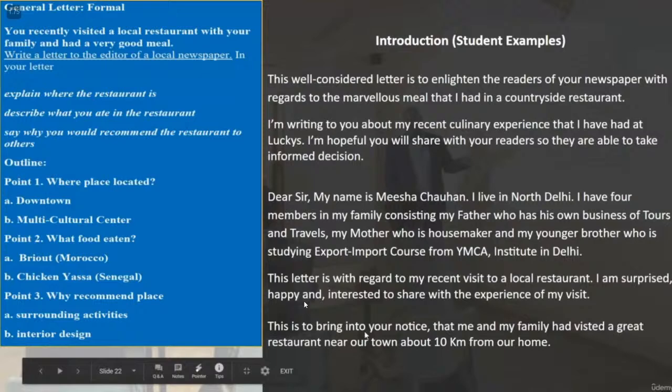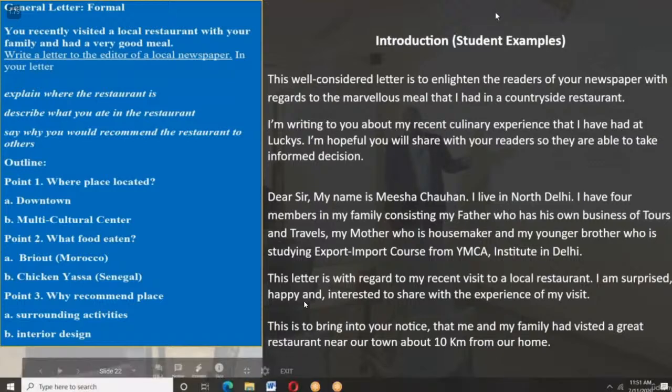Does anybody see the problem with this last one? "This is to bring into your notice that me and my family have visited a great restaurant near our town about 10 kilometers from our home." What's wrong with this last one? Does anybody know what's wrong with that last one? Location, exactly. Talking about the location does not belong. Right? Talking about the location does not belong. That's the problem.